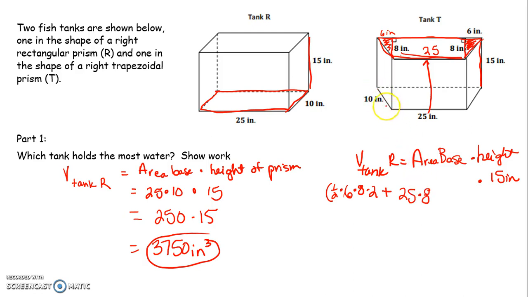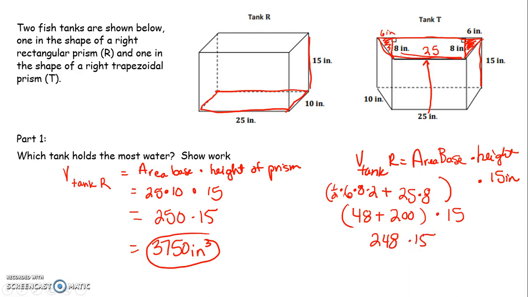This length right here, this 10, doesn't get involved at all. That must be a slant length, and we don't need to know the slant length. So 25 times 8 would be for the rectangular part. Then we have those 2 triangles. We'll add that together and then multiply by 15. So here, 6 times 8 is 48. 1/2 times 2 is just 1. So this is 48 plus 25 times 8, which I believe is 200, times 15. So this would be 248 times 15.